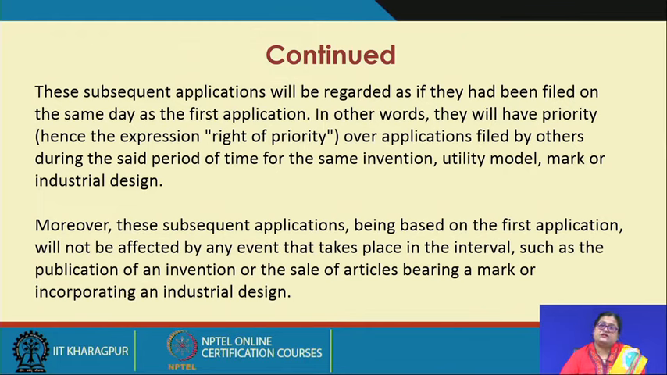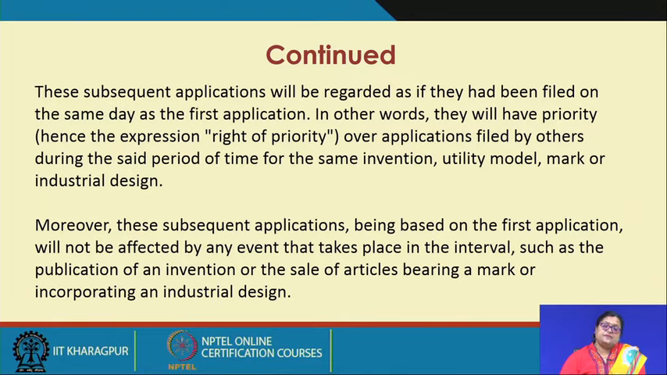These subsequent applications will be regarded as if they had been filed on the same day as the first application. In other words, they will have priority, hence the expression right of priority, over applications filed by others during the said period of time for the same invention, utility model, mark or industrial design. Moreover, the subsequent applications being based on the first application will not be affected by any event that takes place in the interval, such as the publication of an invention or the sale of the articles bearing a mark or incorporating an industrial design.